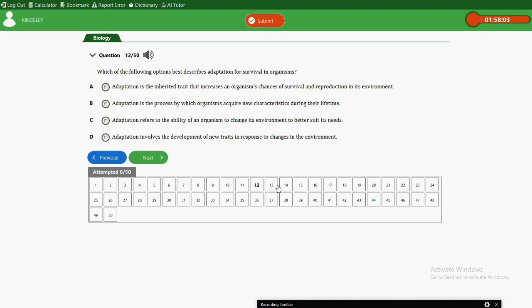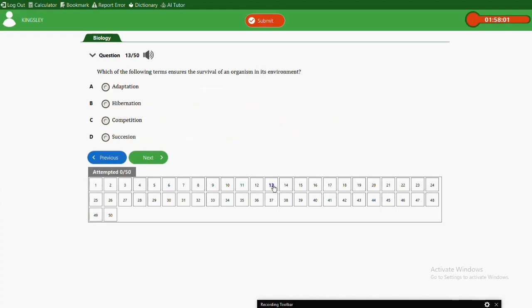Adaptation is the inherited trait that increases an organism's chance of survival and reproduction in its environment. Okay, guys, we don't need to read the rest of the options because this option is the correct option. So that's option A. That's the correct option, and that's the answer to this question. So guys, let's look at the next question there.